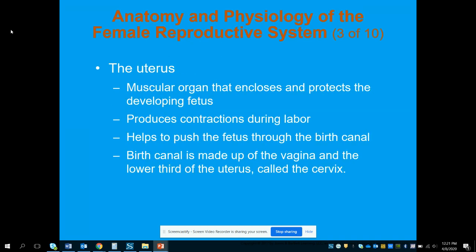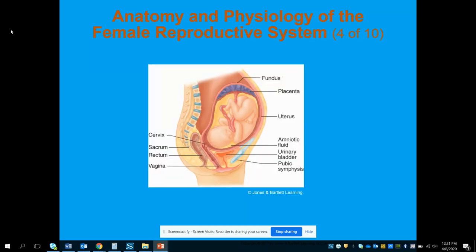Now, once that progresses down into the uterus, we know that the uterus is the muscular organ that encloses and protects the developing fetus, and it's what produces the contractions during labor and helps to push the fetus out through the birth canal. The birth canal itself is made up of the vagina and the lower third of the uterus, or the neck of the uterus, which is called the cervix.